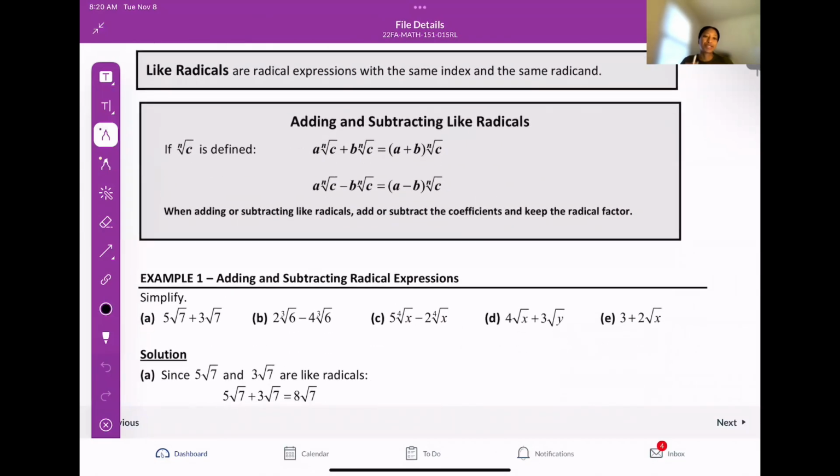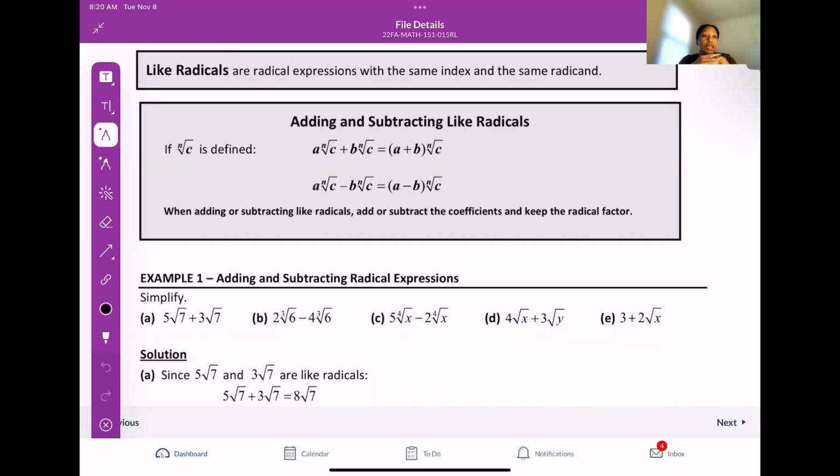First thing, we're going to start off with the easiest ones: adding and subtracting what we call like radicals. Like radicals are radical expressions that have the same index and the same radicand. Not that bad. The index is the same, so that means the cube root or the square root or the fourth root, that's the same. And the radicand is the same. We're taking the square root of 2, square root of 5, the cube root of 8, the cube root of 8. So they're the same there.